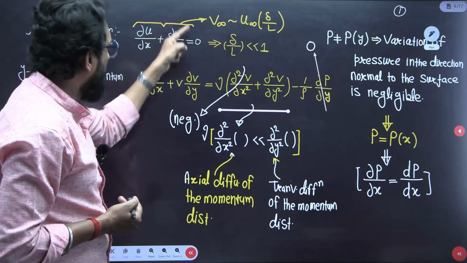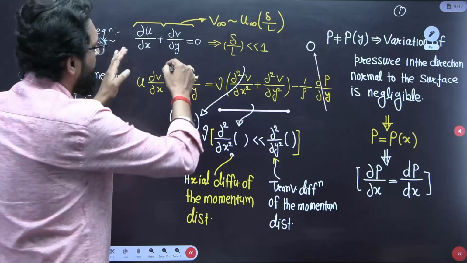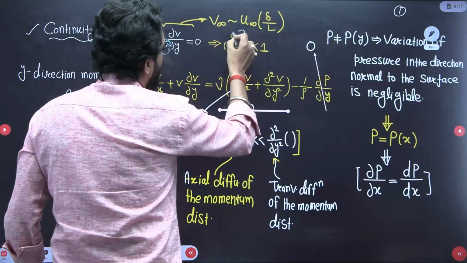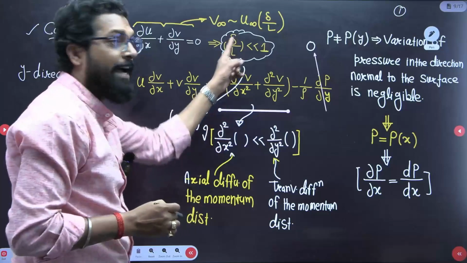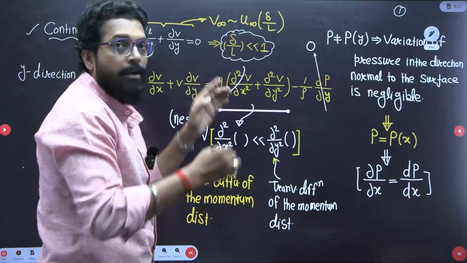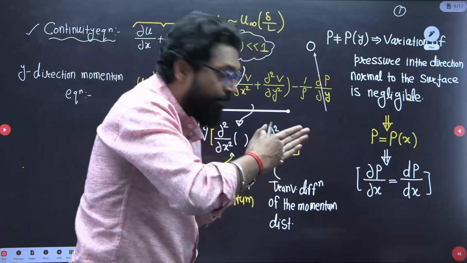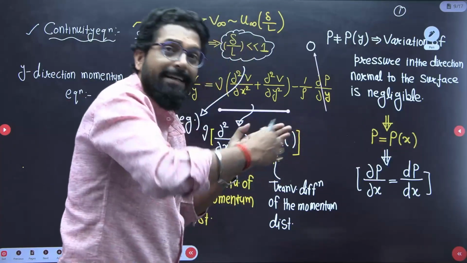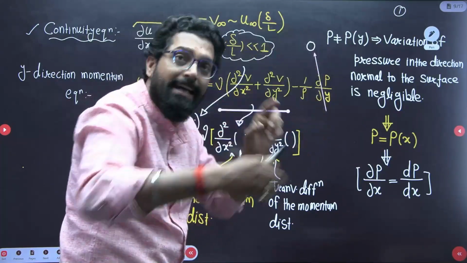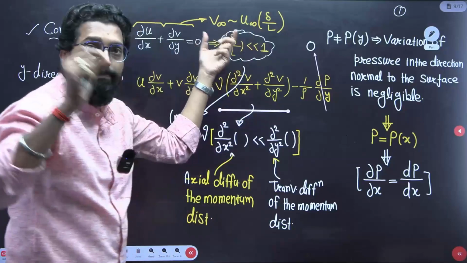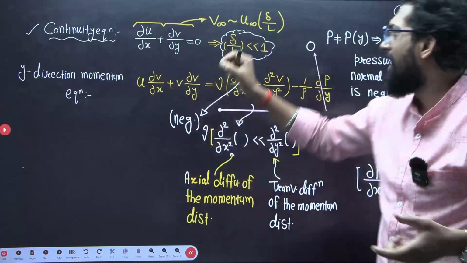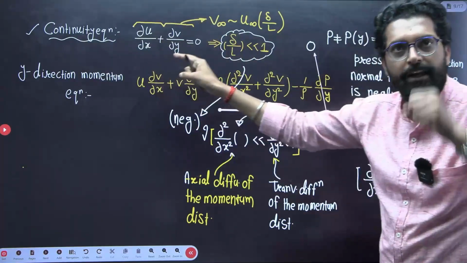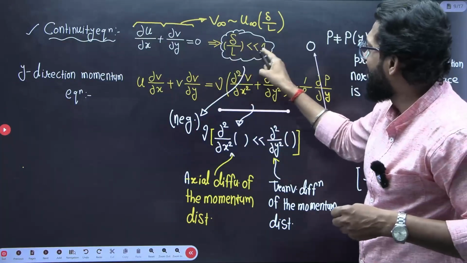Now, what result do we have to get? We have to get the result that delta by L is less than 1. That means delta by L is very minimum. That means if you compare the dimension of the plate, the plate dimension is much higher than the boundary layer thickness. That is the main prime initial assumption while you have studied the boundary layer theory. So delta by L is less than 1.